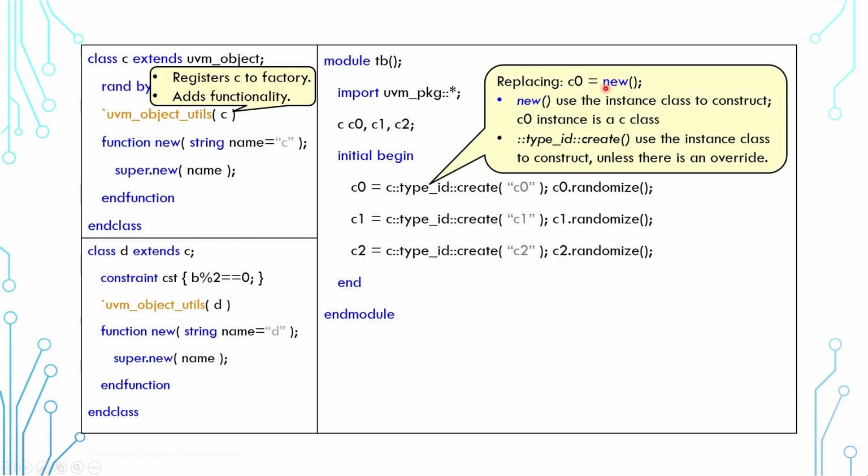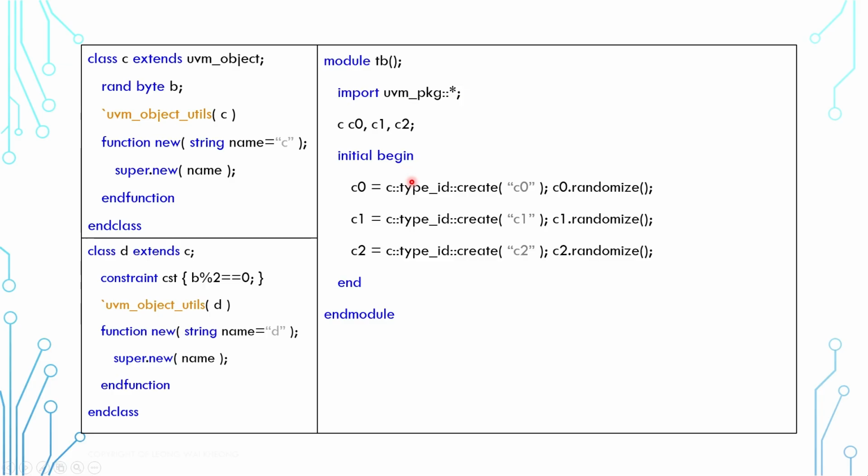The new constructor always returns an object based on the instance class type. For example, C0 belongs to class C. The create function, on the other hand, allows for type override. C0 can be instantiated as an object of class D. Now let's see how we can achieve that.